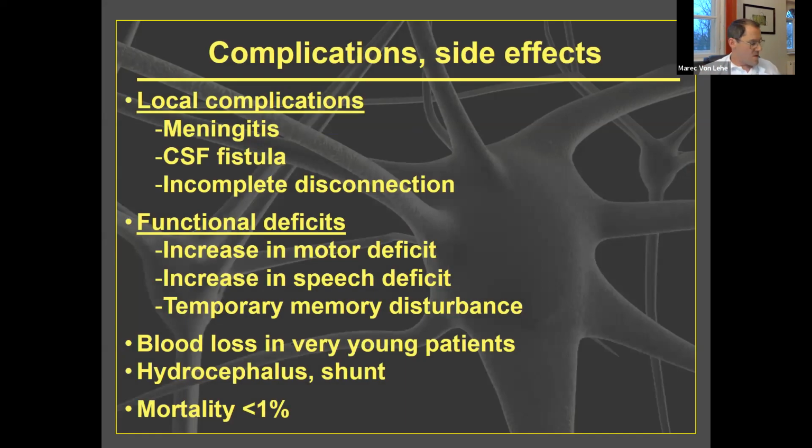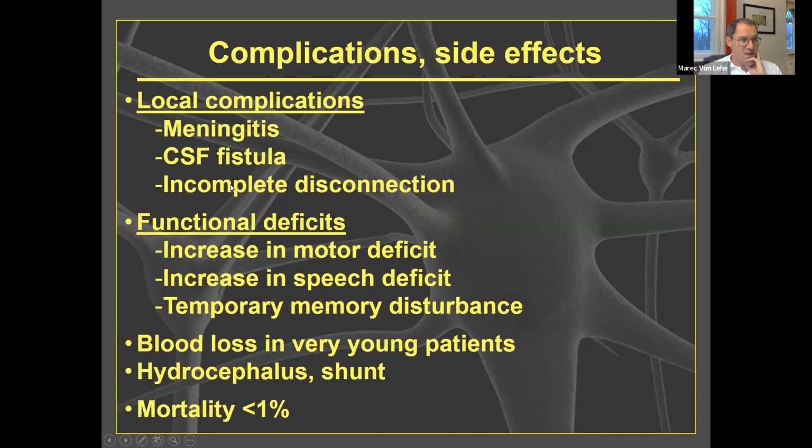So what can we expect from the complication view? We have sometimes some kind of meningitis, usually aseptic, but the children might have high fever and some meningitis signs. With the disturbance of CSF flow, when you open up the ventricle, you might have a CSF fistula, and you need some kind of drainage, like an external drainage or a shunt in the later follow-up.